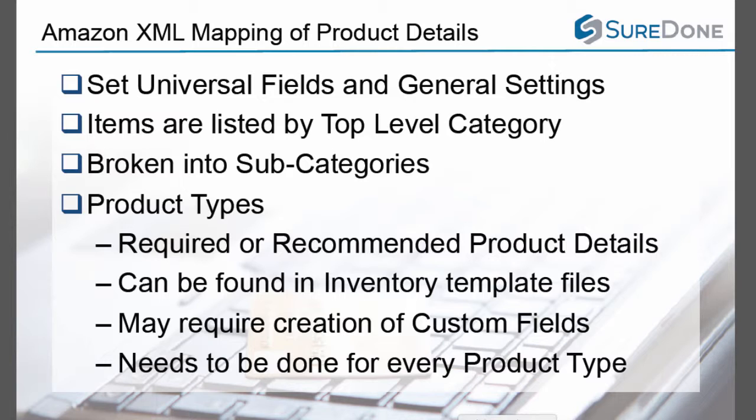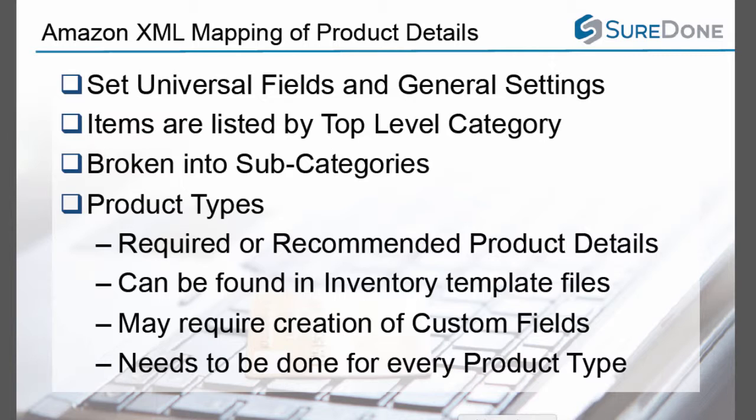These, of course, can be found in the inventory template files, may require the creation of custom fields, and this is going to need to be done for every product type that you're listing with. So we're going to show you how to identify the product types that you're using, figure out what your required or recommended product details are using the inventory template files, and then show you how to create the custom fields that you'll need and map those back to SureDone.